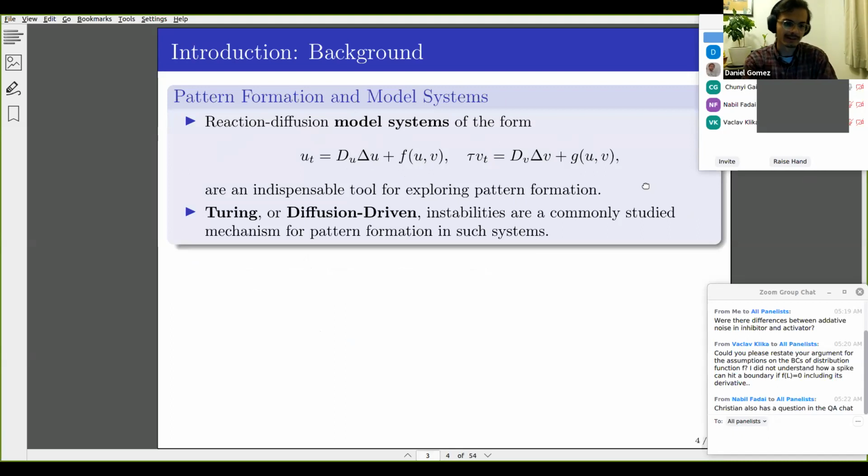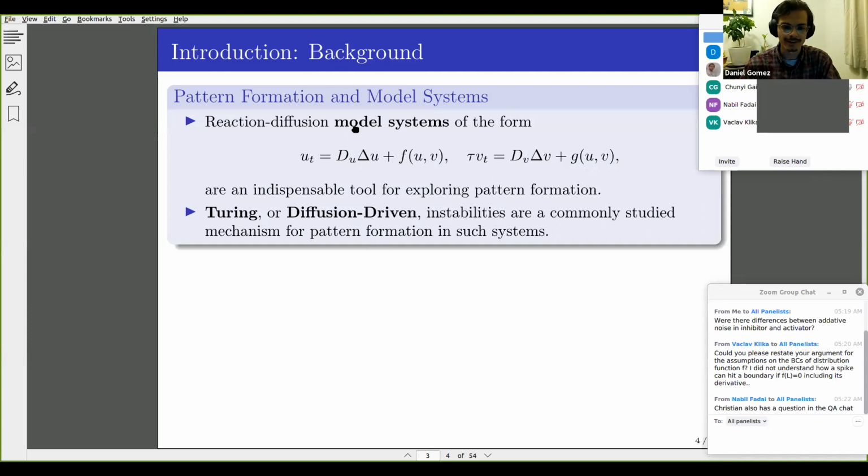One way that this is often done is by studying Turing instabilities or diffusion-driven instabilities, by which a spatially homogeneous steady state of these reaction diffusion systems will suddenly turn into a spatially patterned state. There are a lot of different aspects for how people have been studying this, and there are some issues with Turing instabilities, and people have been trying to address them by introducing different types of mechanisms.